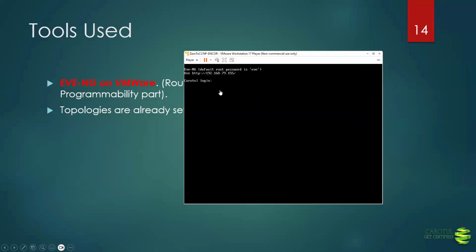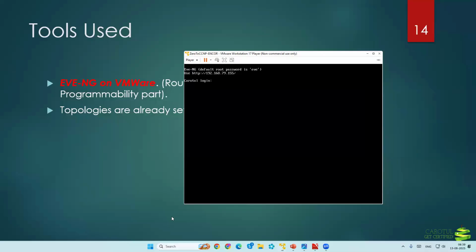So you don't need to log in here technically, but in case you want to, you can see the username and password right here. The default root password is eve. That means the username is root and the password is eve if you want to log in. But there is no need, because if you want to do all the labs that we have in CCNP ENCOR, you just need to open this IP in a browser, and that's where you will see all the topologies pre-built, right? So let's open this IP in the browser just to see an example.